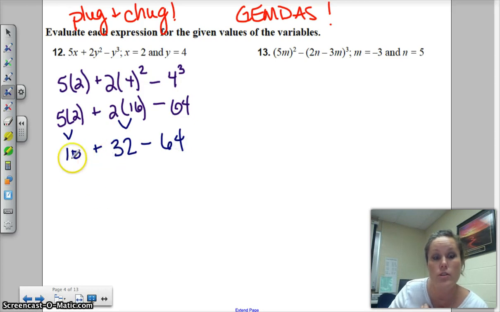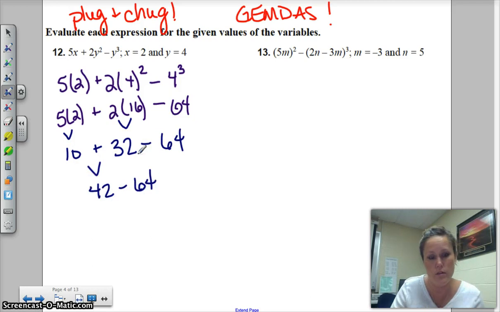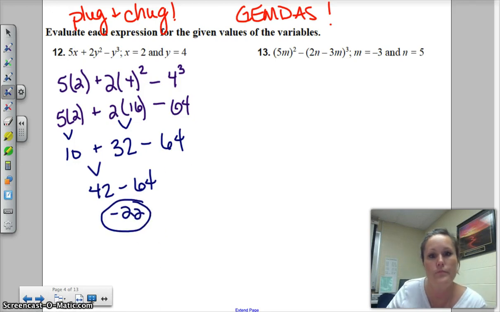Next, addition, subtraction as it goes left to right. So 10 plus 32 is 42 minus 64. Good grief. I should know the answer. I've done it about 1,000 times today. Yeah, negative 22. Okay, awesome sauce.